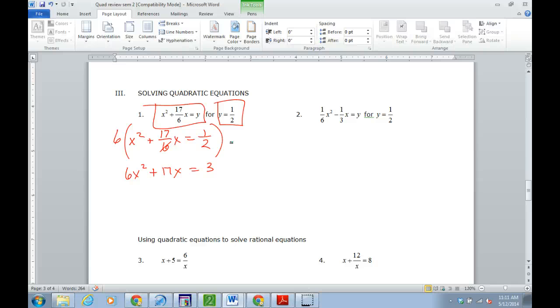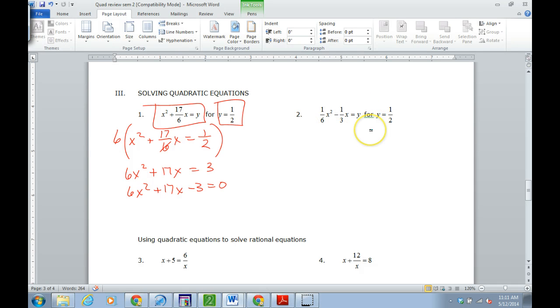Okay, so now we want to get everything to the left side because we have this 3 over here. How do I get that moved over? Minus 3. So it's going to be 6x squared plus 17x minus 3 equals 0. Okay, how do I solve that? So I either need to factor it or I need to use the quadratic formula. So I'm not going to do that right now, but that's how you would do that one.